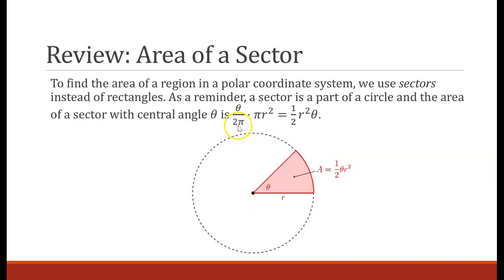2 pi. And we take that fraction and multiply it times the area of an entire circle, which is pi r squared. So the area of that part of the circle, if we multiply these two, ends up looking like 1/2 r squared theta. So notice that the pi's cancel out. So 1/2 r squared theta is the area of a sector, provided we have the angle theta given in radians.